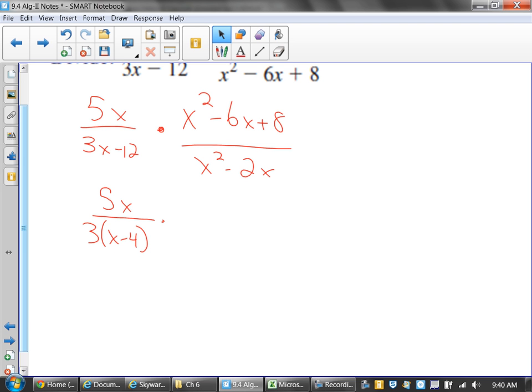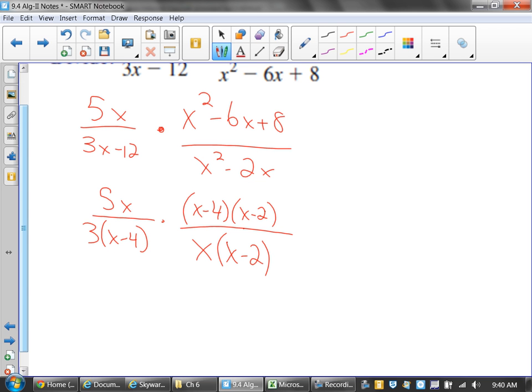All right, what times what's 8? You add together to get -6. -4, -2, good. And then in the denominator, what can I do there? Take out the x. All I can do is factor out the x, and I get x times x minus 2. And now we start seeing what we can simplify out. What goes away? X minus 2's, good. X minus 4. Anything else? X, good. You get 5/3.